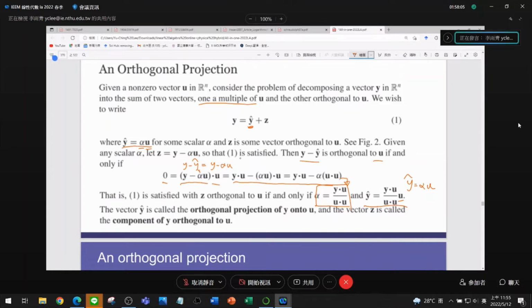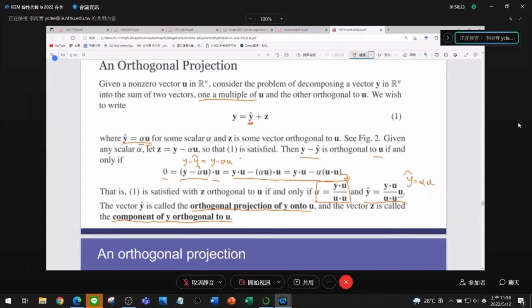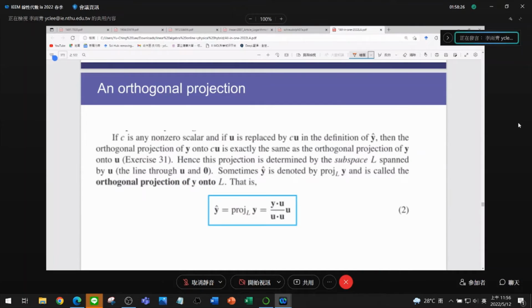And here are some English names for vector y hat. Y hat is called orthogonal projection of y onto u. And vector z is called component of y orthogonal to u. So this is another way to say the same thing. We find out that y hat, we have derived y hat equals this result, the same result as we derived.